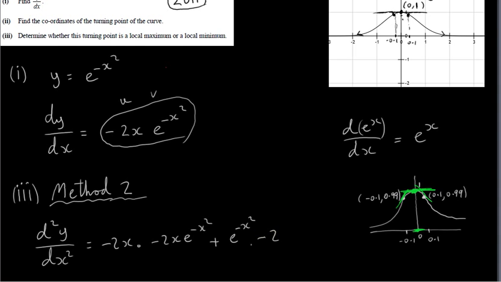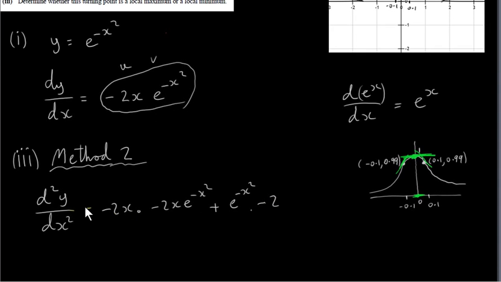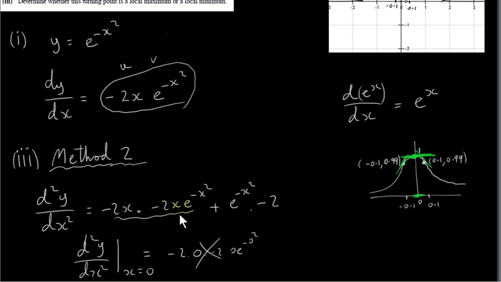What we need to do is evaluate the second derivative at the turning point. We need to evaluate it at x equals 0 and see if it's positive or negative. So we plug 0 in for x. Well, when we plug 0 in for x here, we get minus 2 times 0 times e to the minus 0 squared. Well, that's going to go out because we've 0 in this product here. So this term will disappear. But when we plug 0 in here, we get e to the power of 0 times minus 2. So we get 1 times minus 2, which is minus 2. So we get a negative result.